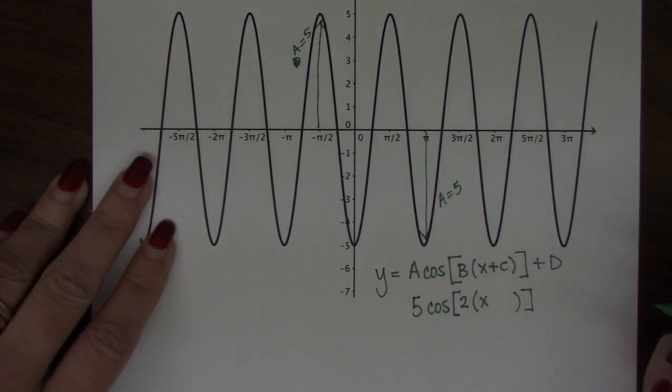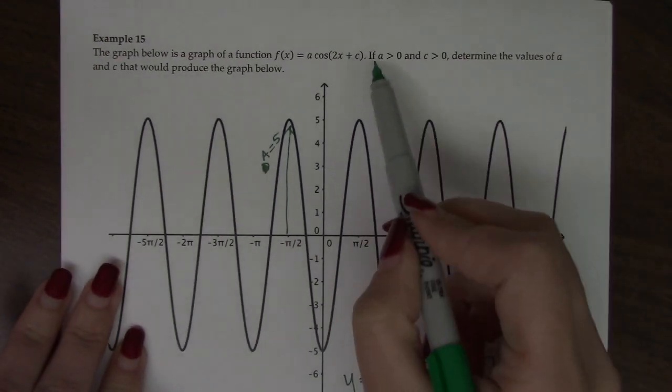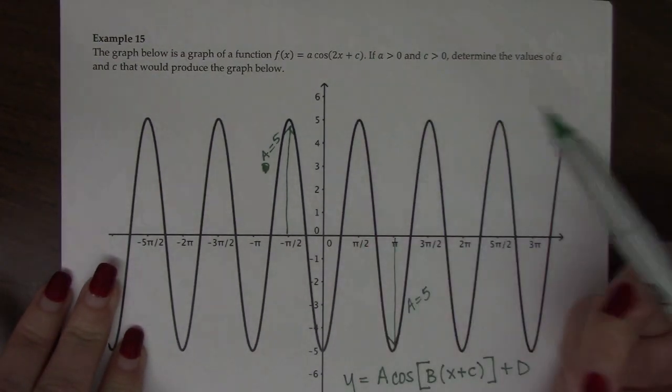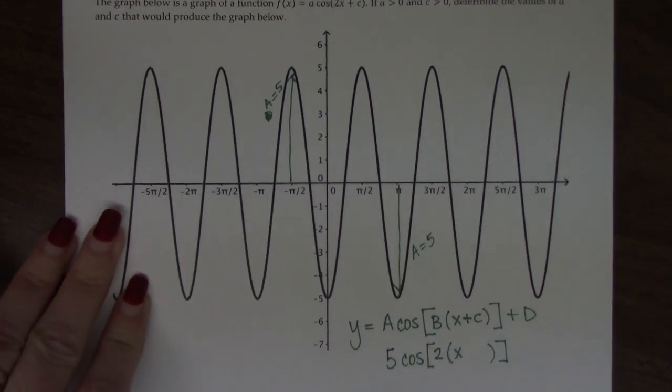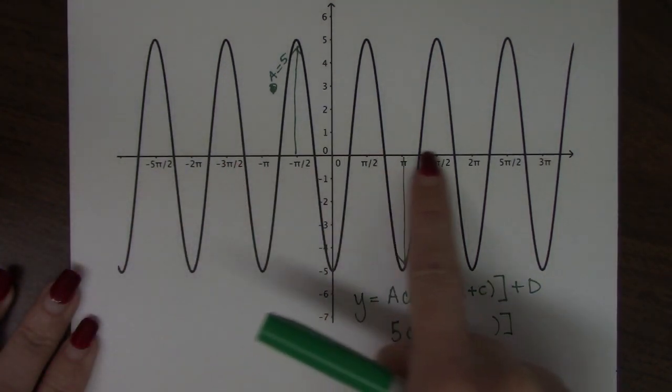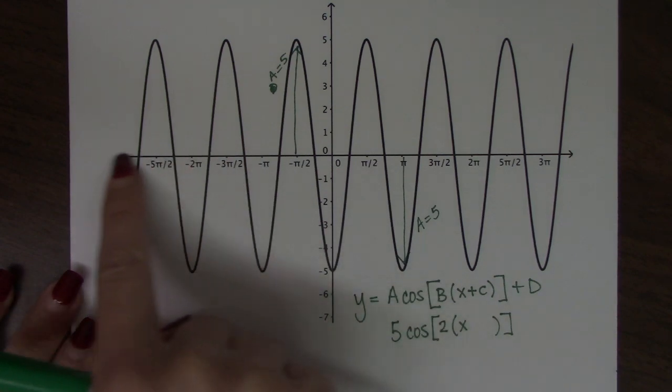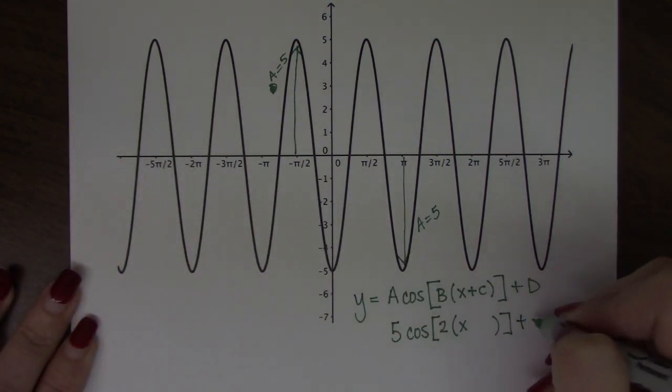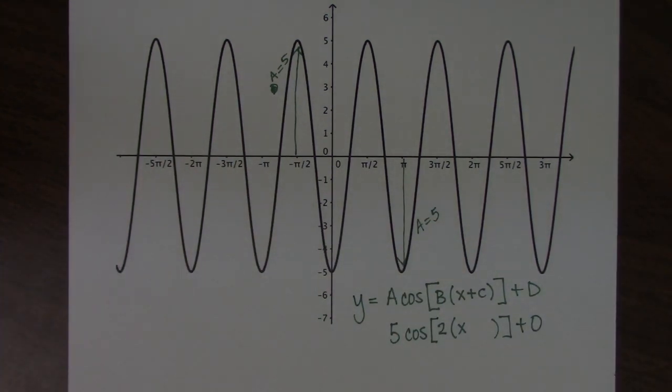Now before I tackle C, also look at my equation. There is no number being added or subtracted from the end of this wave. So D is 0, but I also can see D is 0 because that's clearly the middle of the wave, right? And D is where the midpoint of the wave is. So this is 0. So I just like to make sure I'm always accounting for all 4 parts.